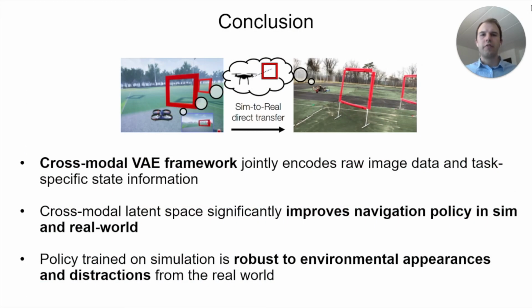So in conclusion, over the course of this talk, we introduced the use of a cross-modal VAE framework that is able to jointly encode both raw sensor information in the form of images and also task-specific information into a single joint latent space representation. We also show that this representation significantly improves the navigation policy for our visuomotor policies, both in simulation and also in real-life experience. And we also provided experiments that show that our policies are robust to environmental appearances that we see in real life and also to visual distractors.